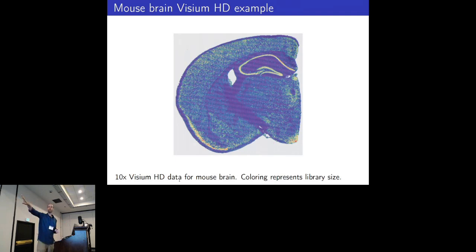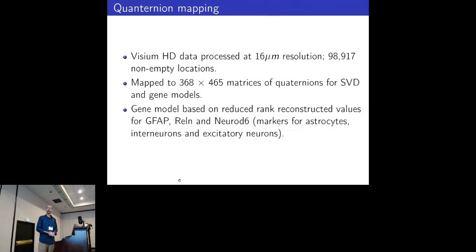This is a visualization of it. It's a mouse brain coronal section on FFPE tissue, colored according to library size. You actually get 1.2 million 2-micron grids, but you usually aggregate that for sparsity to 8 micron or 16. I aggregated this up to 16, and it still generates 100,000 non-empty locations, so it's a big data set. From this I'm creating 2 different matrices of quaternions, and they're both 368 by 465, which is the number of unique XY coordinates on the tissue.